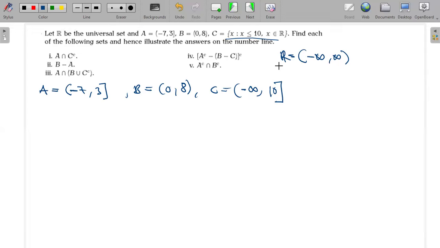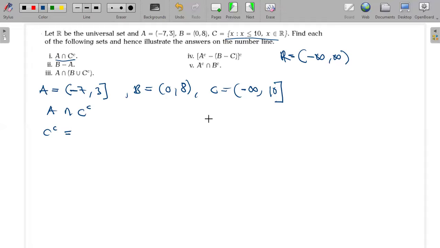Interval notation. Then next is find each of the following sets and hence illustrate the answer on the number line. So they're telling us to find A intersect C complement and illustrate it on the number line. So first, what is your C complement? C complement is everything outside C but in the universal set.